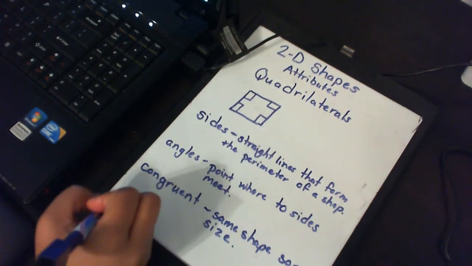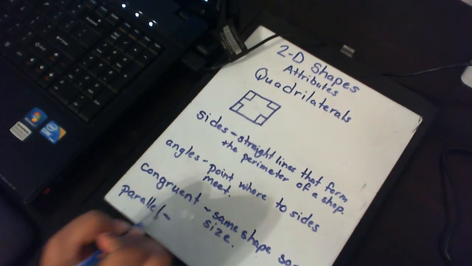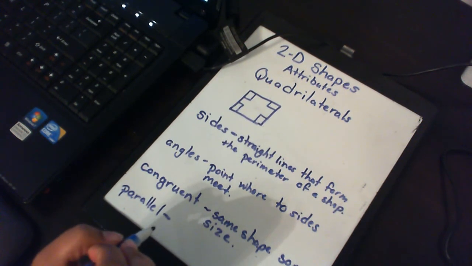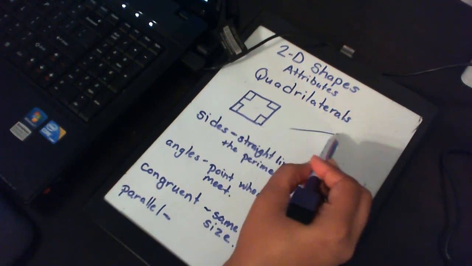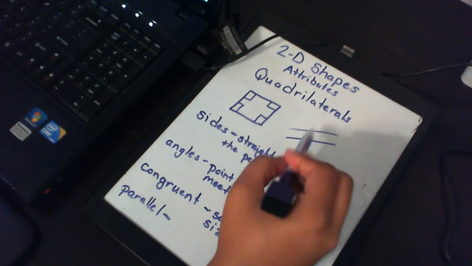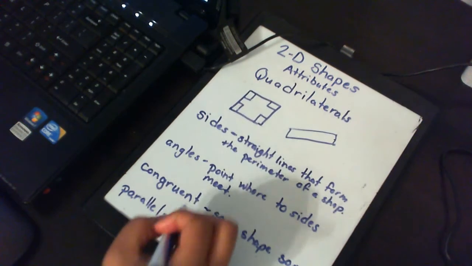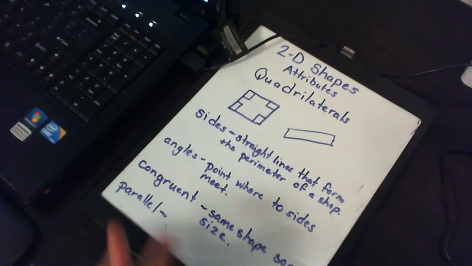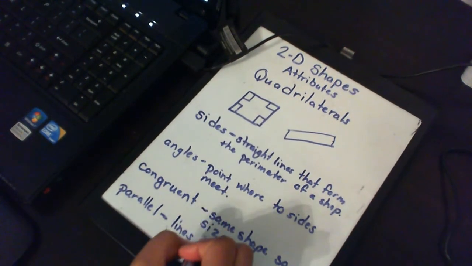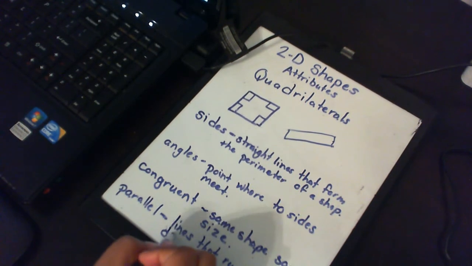The next word that we need to learn is parallel. And parallel just means they run on the same path, but they don't actually touch. So up here, if I drew this and this, these are parallel lines. If I close that shape, then these two are parallel because they're running in the same direction. Let's change that to lines that run in same direction.